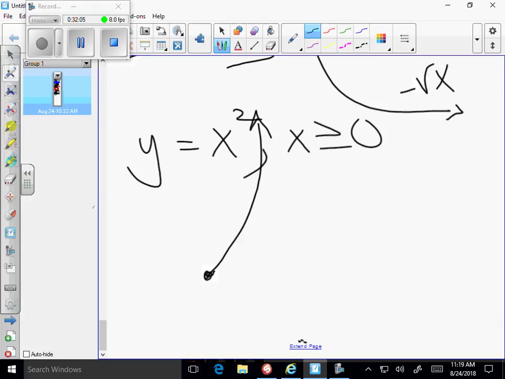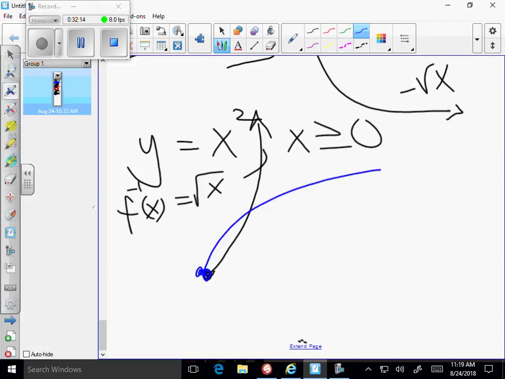The inverse of this function, f inverse of x, is our positive square root of x. This passes the vertical line test. If I only look at half of this parabola, I only get half of this parabola, and therefore this passes the vertical line test. So these can be inverses, and I would like to see them reflecting across y equals x as well. Any questions about that?